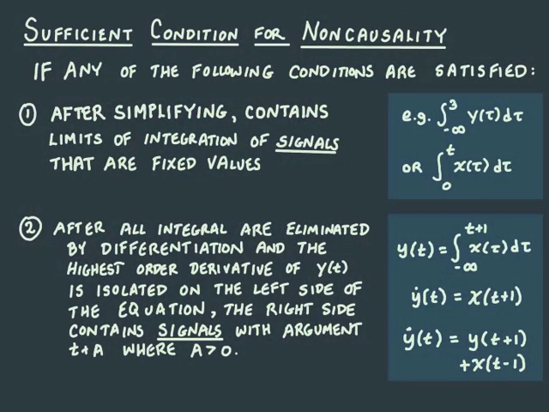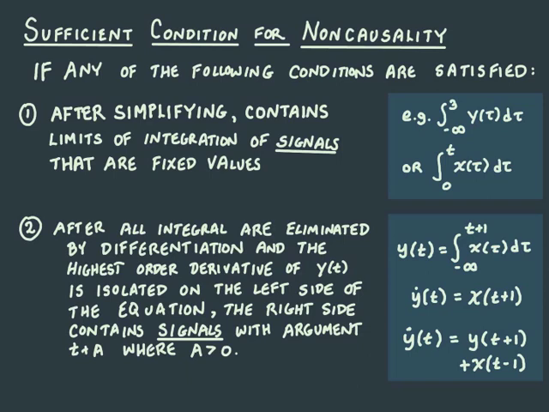So here are the sufficient conditions for non-causality that I just mentioned. If any of the following conditions are satisfied, the system will be non-causal. The first condition is that after simplifying, the equation contains limits of integration of signals that are fixed values. Some examples of this are shown on the right. For example, if the equation contains the integral from minus infinity to 3 of y of tau d tau, then the system will be non-causal. The key aspect here is that the limit of integration is a fixed value, 3.